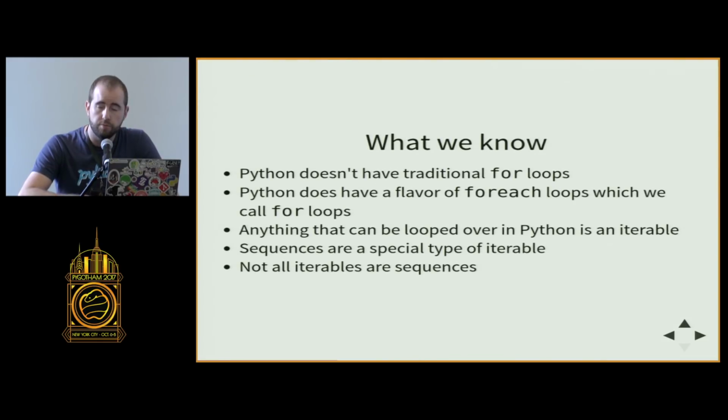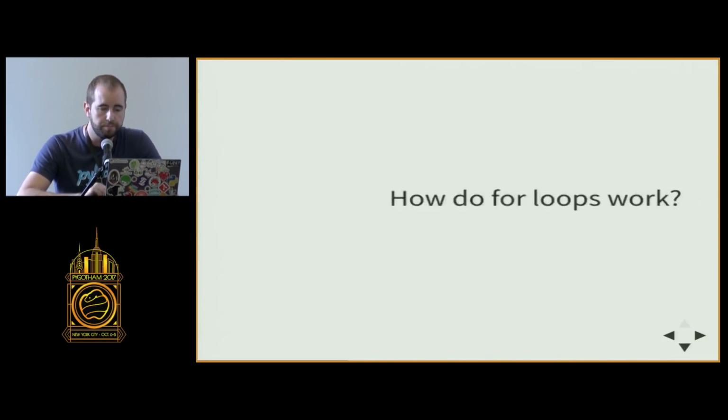So Python doesn't have traditional for loops. We do have something we call a for loop. Anything that can be looped over with a for loop is an iterable. Sequences are just one type of iterable in Python, but there are many other types of iterables. Okay, so we're done with review at this point. If any of that was new, this is going to be a little bit more of a struggle for you. Hopefully much of that was review at least.